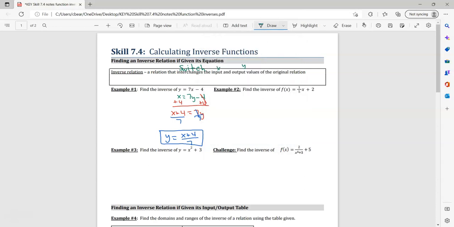On the next one here, we have f of x, which, by the way, is the same as saying y equals. So if you see that notation, just remember f of x is the same as saying y equals. So we're going to swap our x and y around. And because we have a fraction here, I like to go ahead and clear them out. So I'm going to multiply the entire equation by the denominator of that fraction.